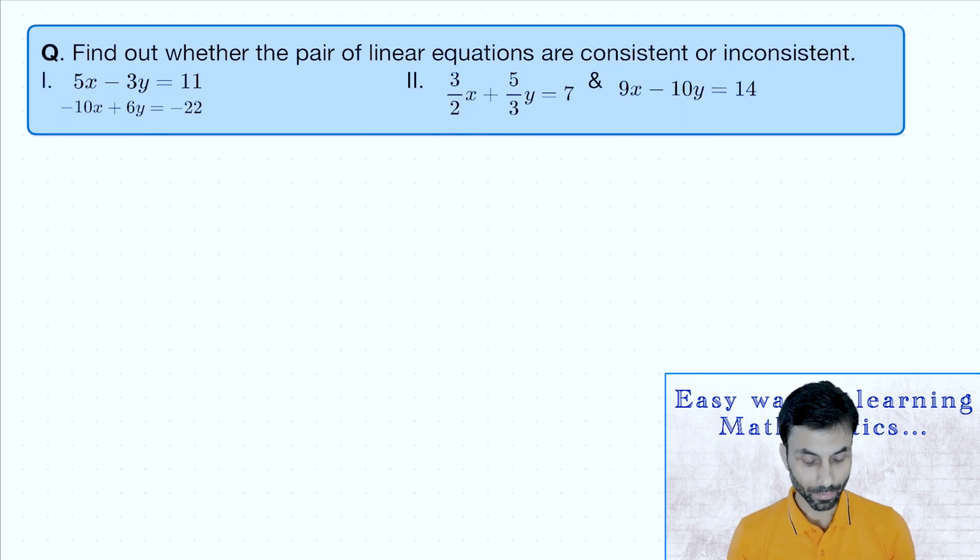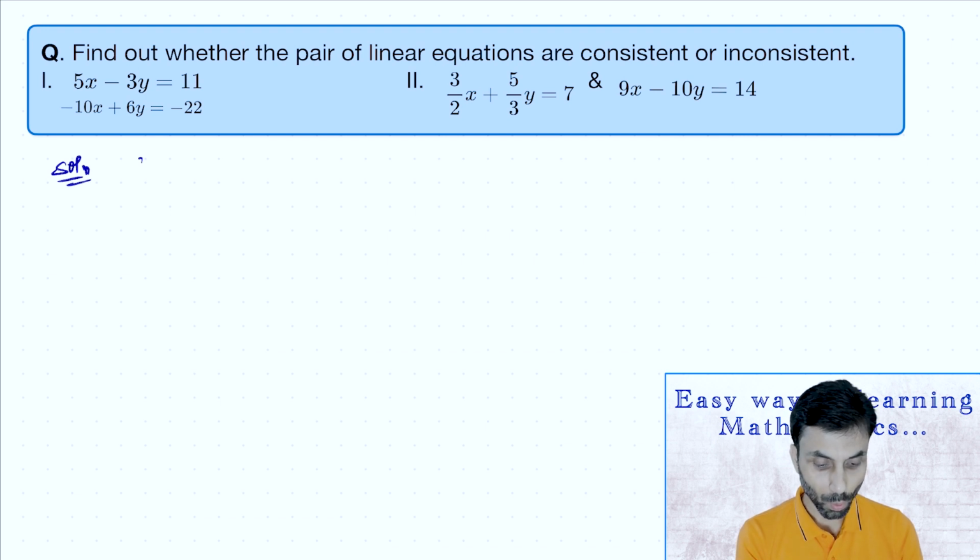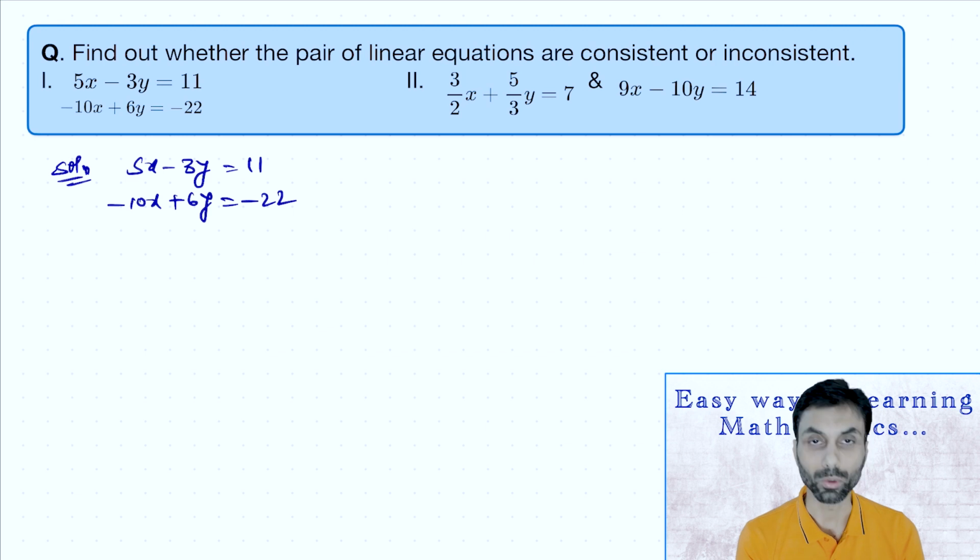Next question is, find out whether the pair of linear equations are consistent or inconsistent. Again, to check whether it is consistent or inconsistent, we are going to find the ratios of a1 and a2, b1 and b2, and c1 and c2, and based on that we'll answer our question. If you talk about the first question here, we have 5x minus 3y equals 11 and minus 10x plus 6y equals minus 22. Now one thing we need to remember is that when you decide a1, b1, c1 and a2, b2 and c2, the equations have to be written in the standard form.